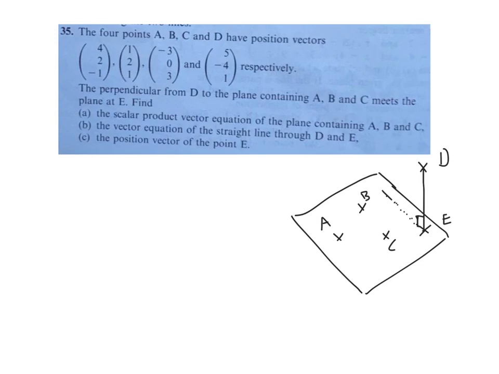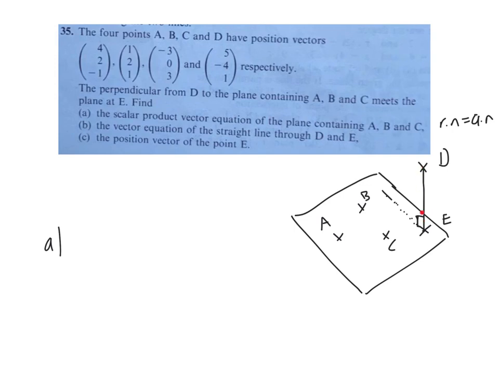So part A, we have to find the scalar product vector equation of the plane containing A, B and C. Remember, that is r dot n equals a dot n. So we need to know what n is, and we need to know what a is. A, remember, is just any point on the plane. So we have a already. N is normal. It's perpendicular to the plane.